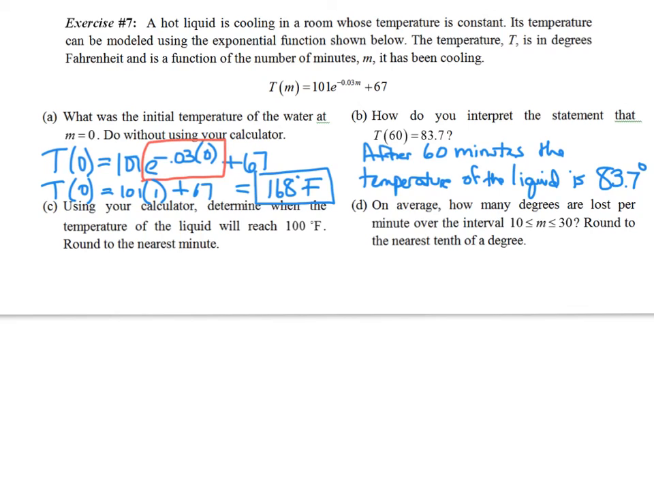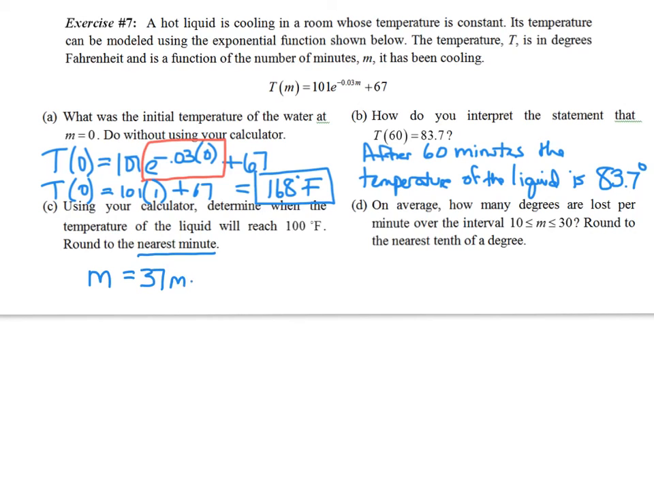Let's go to part C because we're going to use our calculator again. Using my calculator, let's determine when the temperature of the liquid will reach 100 degrees. Round to the nearest minute, so as long as we just have to round to the nearest minute, that tells me that yes, I can go ahead and use my table. I don't have to use the graph on the calculator. So when I did that, it turned out to be that m was equal to 37 minutes.